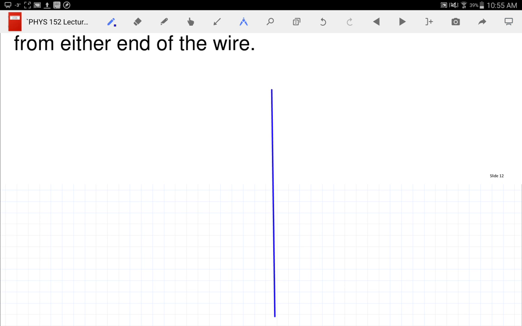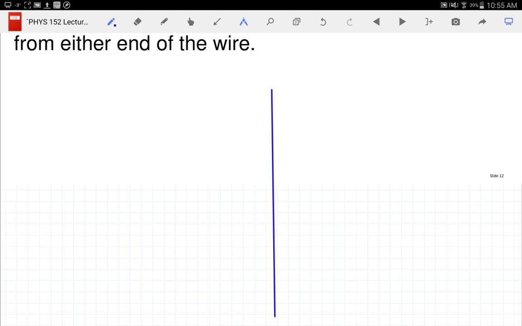It doesn't exist. That's a key problem. So what makes it a long wire? It's a long wire if our distance away from the wire, r in this case, is small compared to the distance to the ends. Like if it's less than 1/10 or 1/100th, we're pretty safe.